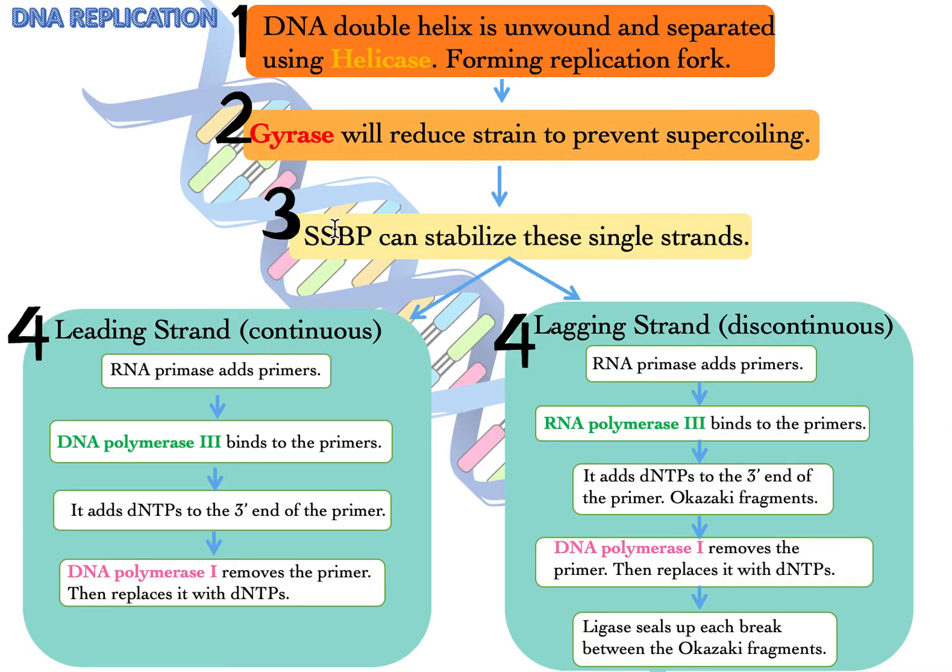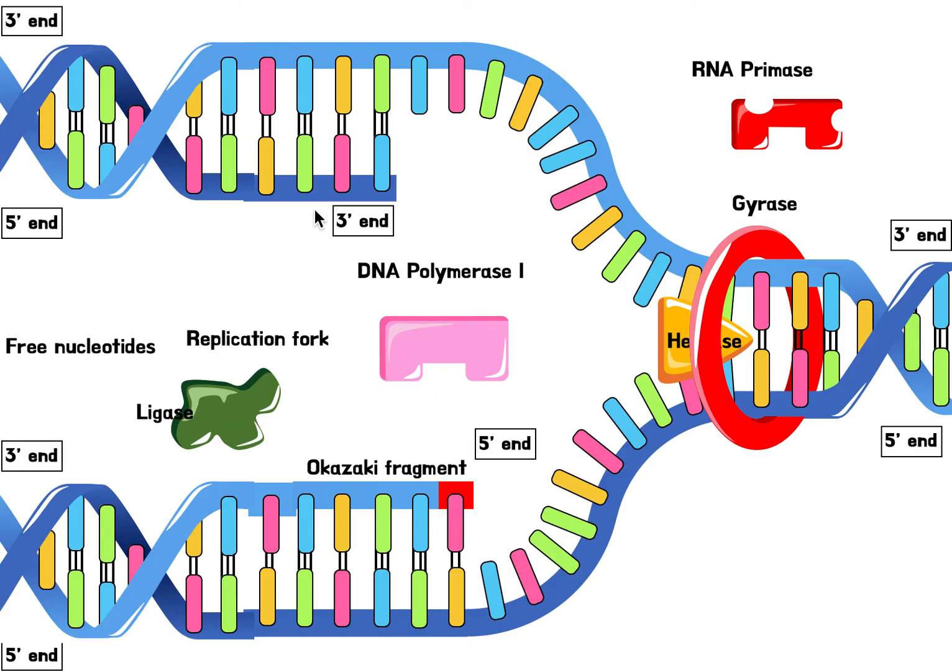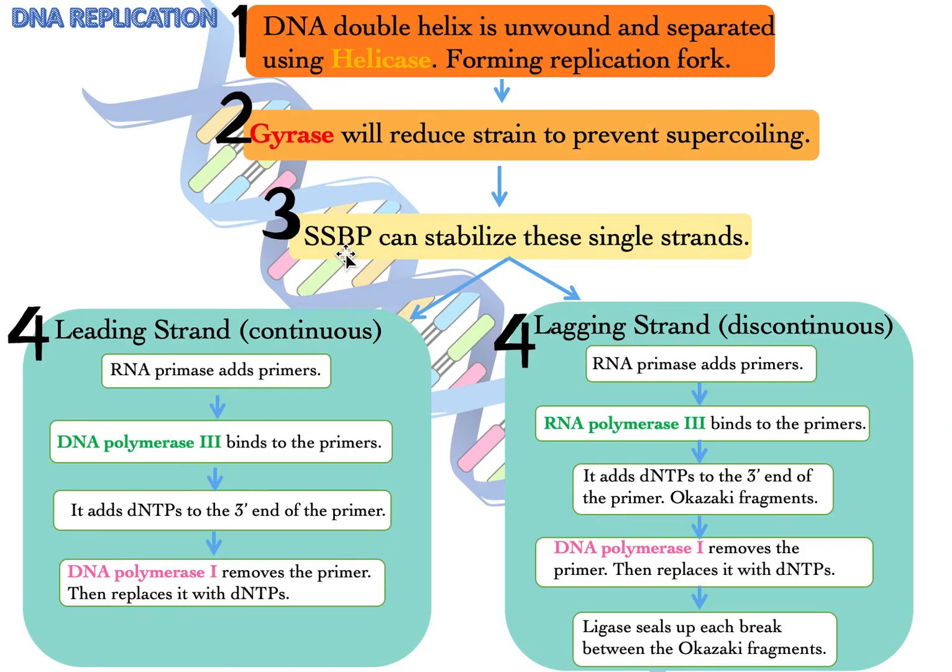Next, this part you don't need to include in your answer. It's not an IB thing. I just have it here. These strands that are formed when separated are very unstable. So there's a molecule called SSBP that can stabilize them, but you don't need to know about this. So you can skip step 3. It's not required in the IB. But then step 4 will happen.